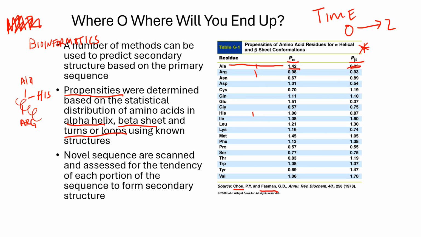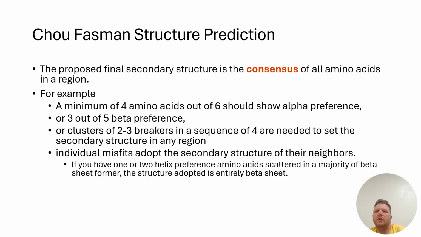This gives you a place to start from and say, okay, this gives me a P sub alpha of 1.42. So it's likely that this is going to be an alpha helix. Okay, let's check the next amino acid and the next amino acid. If that alanine is followed by like 5 straight prolines, then it's unlikely to form an alpha helix. But if it's an alanine followed by 10 more alanines, there's a pretty good chance that you're going to form an alpha helix there.